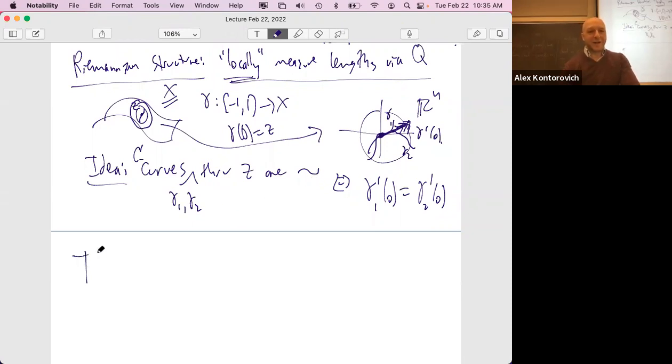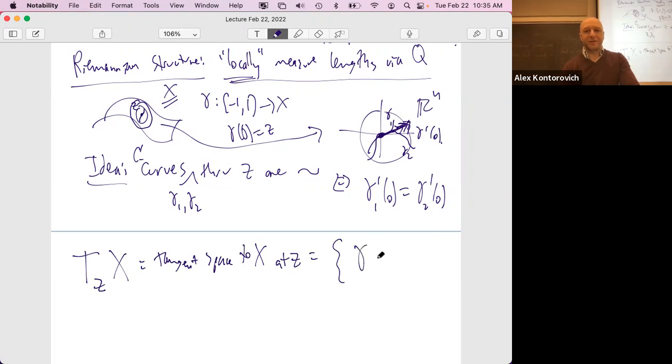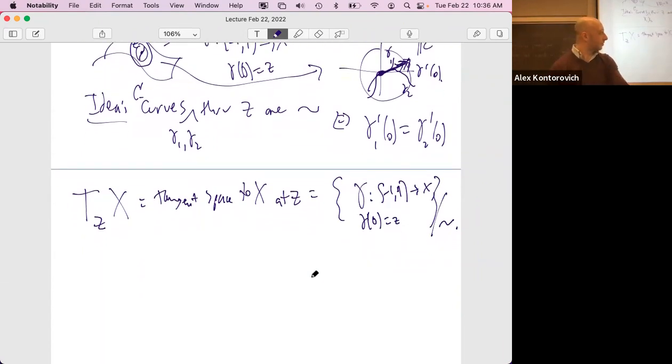And then the tangent space to x at z is the set of all such curves, the set of all curves from -1 to 1 into x, whose value at 0 is equal to z, up to this equivalence.